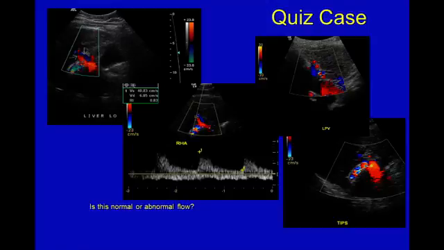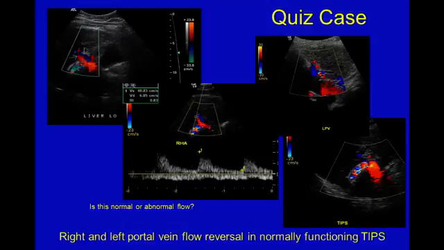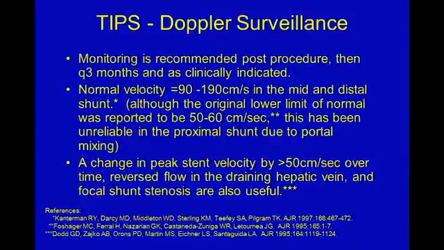Well, the flow is reversed coming out of the liver, but we want all the flow to go towards the TIPS, so this is right and left portal vein flow reversal in a normally functioning TIPS shunt.